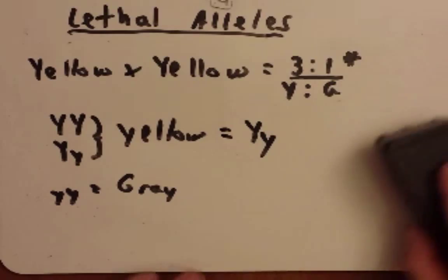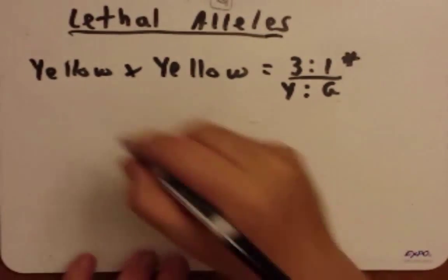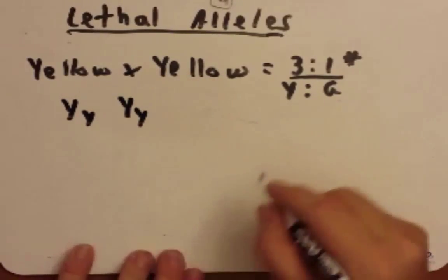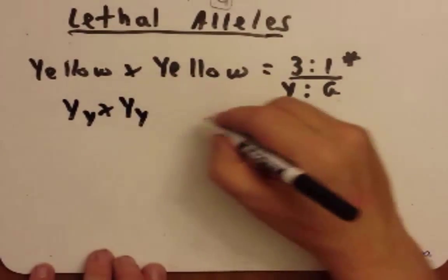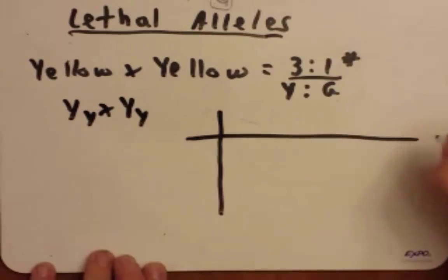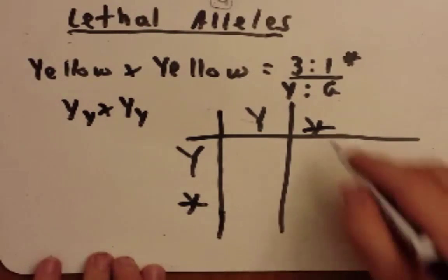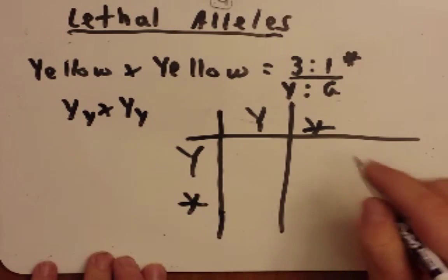So let's do a cross here. So he takes these two yellow mice. We now know they're heterozygotes. At the time he didn't know that. And he crossed them together. And let's draw a Punnett square, because we love Punnett squares. I'm going to put a line under the little y just to make sure you know I'm talking about a lowercase y.